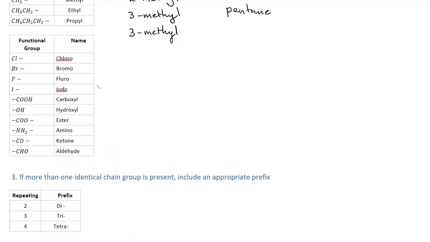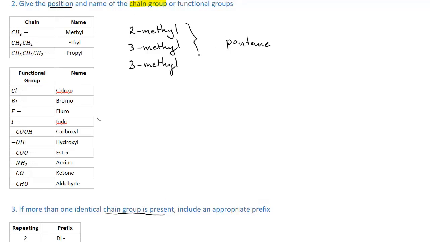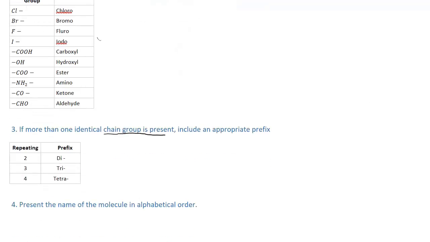So we're going to ignore those functional groups and go to step 3. Step 3 says if one or more identical chain group is present, include an appropriate prefix. In this situation, we have 3 repetitions of methyl groups. We have methyl groups repeating 3 times in the molecule. So what we need to do is assign a prefix. So we call it 2, 3, 3, and instead of saying methyl, methyl, methyl, we say trimethyl.